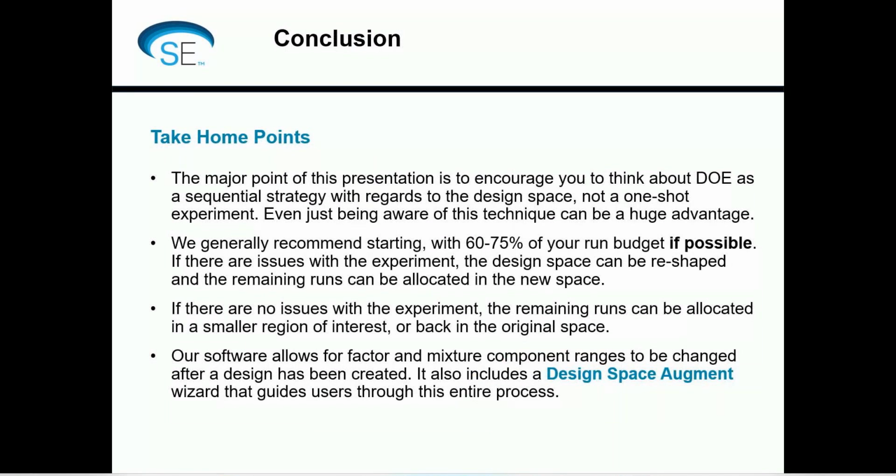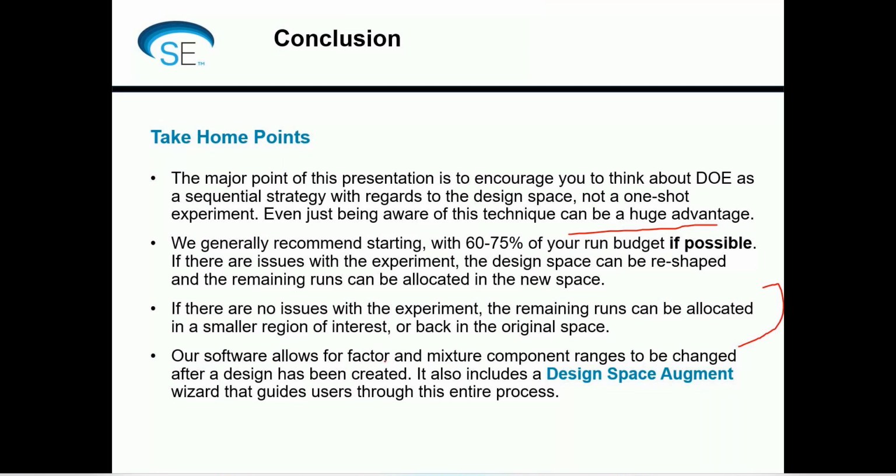So some take-home points. The major point of this webinar is that even if the only thing you do is start thinking about DOE potentially as something you could do in 2 parts or 3 parts or whatever, not a single shot experiment, I'd consider that a success. Even just being aware of this technique can be a huge advantage. Generally, in my experience, and this is not scientific, not mathematically rigorous, start with 60 to almost 80% of your run budget if possible, if the numbers work out. If there are issues with the experiment, then you can use the remaining 20, 30% in the newly reshaped region, and the remaining runs can be allocated however you want. If there are no issues with the experiment, you can just keep doing what you're doing and put the remaining runs in the original space.